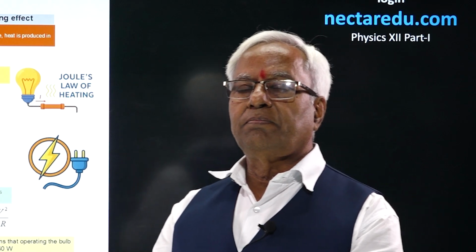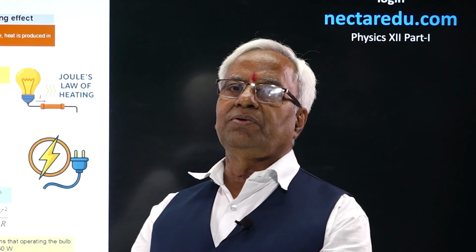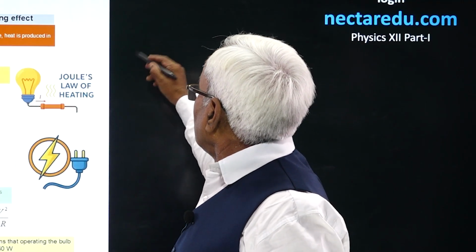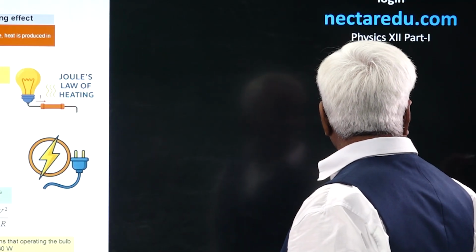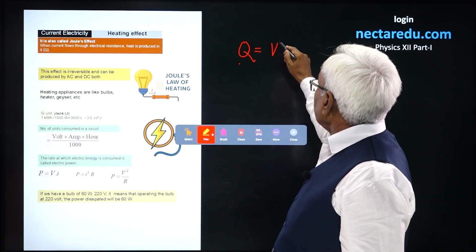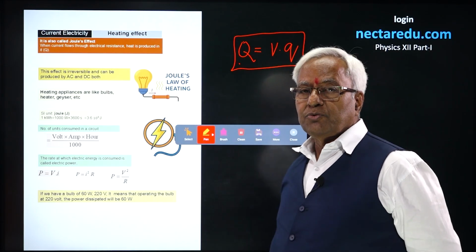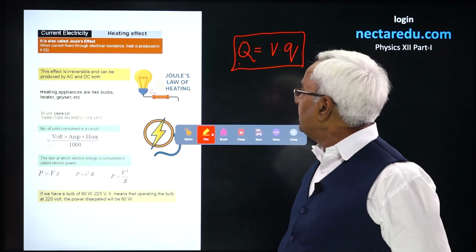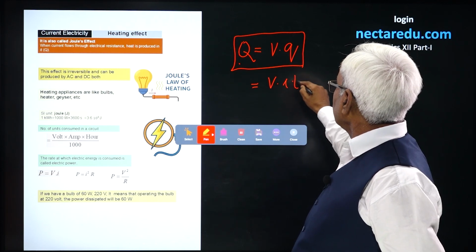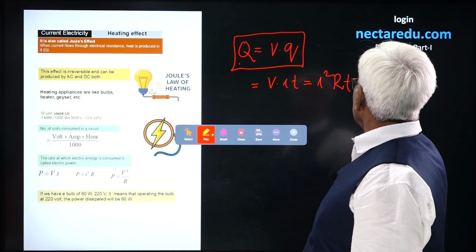It simply means that by the current you could produce heat in the wire, but by heating the wire you are not going to get the current. The amount of work done with the help of current is stored in the form of energy, and that is consumed as, or dissipated as, heat. H equal to V into Q. This could be written in various ways, that is I²Rt or even V²t upon R.